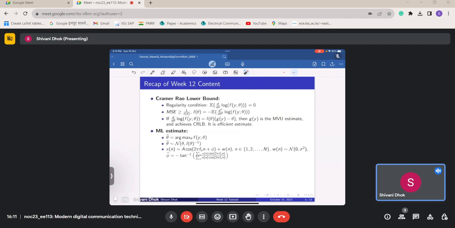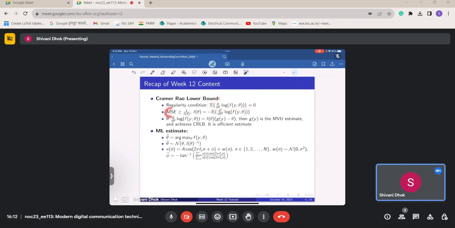So one such way to find your MVU estimate is given by this Cramer Rao bound. So what does this Cramer Rao lower bound tell us? It basically gives you a lower bound on your error covariance. That is, it says that you can't go below this error covariance. Whichever unbiased estimate you consider, where you don't know this theta value, all will have error covariances greater than or equal to your Cramer Rao lower bound, and that can be found only when your regularity condition is met.